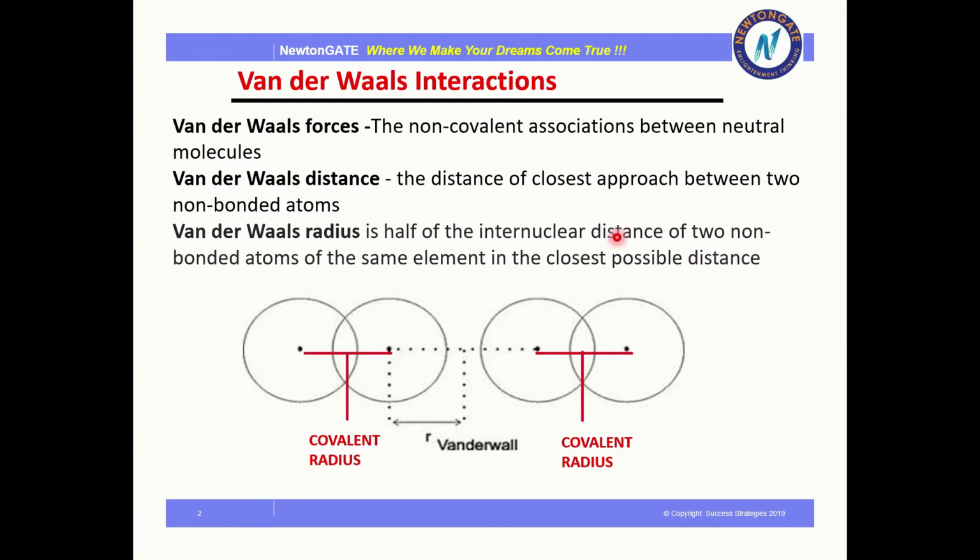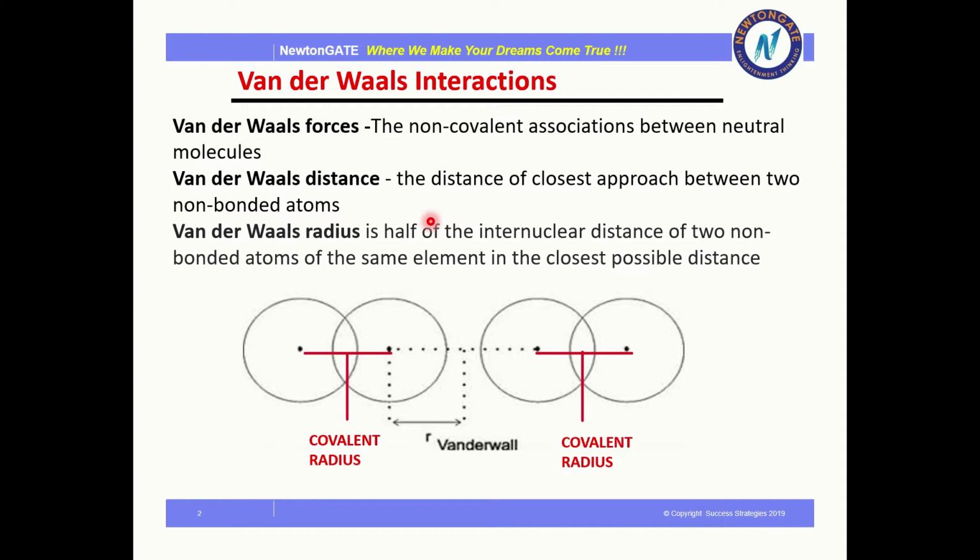Now, what is this closest possible distance? This is the van der Waals distance. This distance is the closest possible distance. It is the distance of closest approach between two non-bonded atoms. Now you will think, so what is this closest approach? What is this closest possible distance?